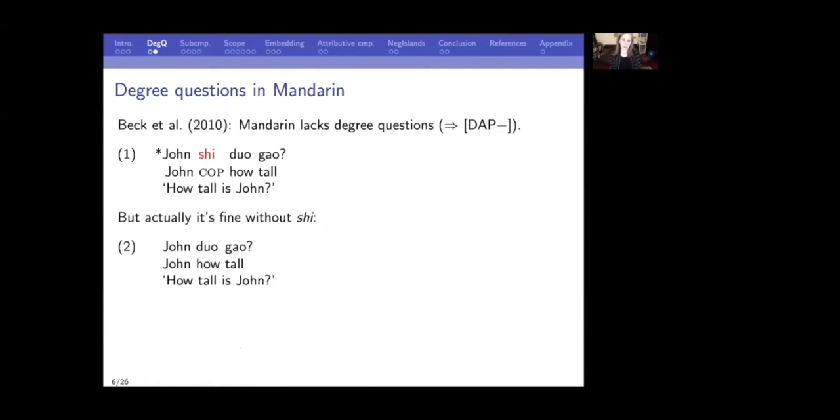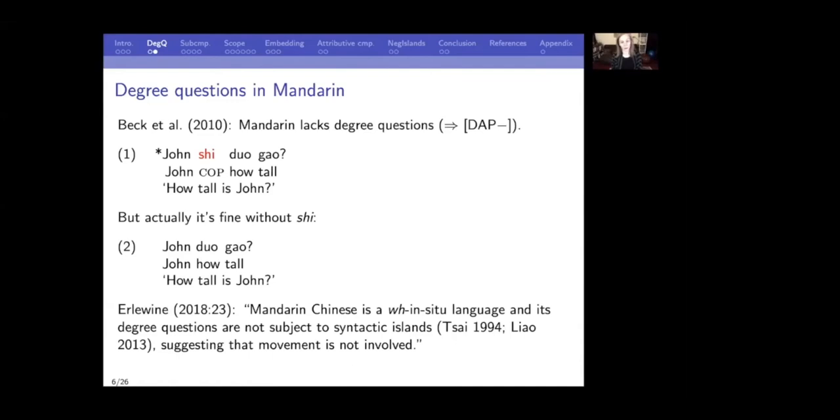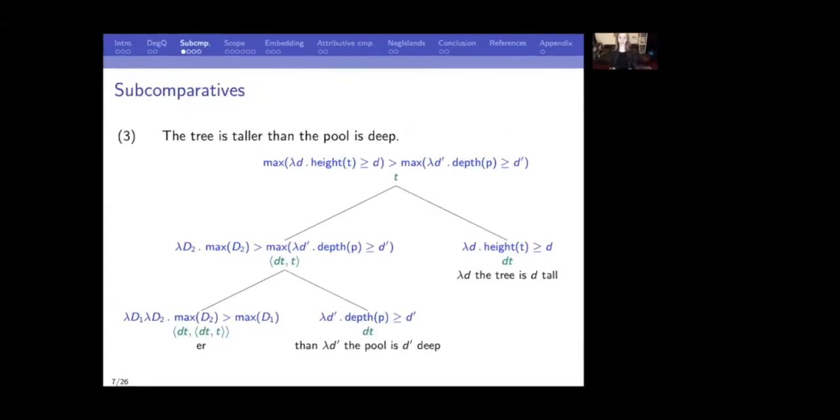So Mandarin does have degree questions, but maybe the point is moot because, as Erlewine points out, Mandarin Chinese is a WH in situ language, and its degree questions are not subject to syntactic islands, suggesting that movement is not involved. So let's move on to sub-comparatives.